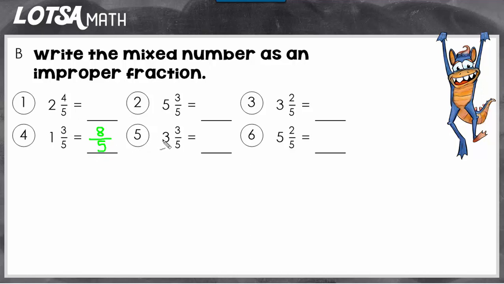So for number 5, we have 3 wholes and each whole has 5 pieces. So 3 times 5 is 15 plus the remainder. So that's 15 plus 3 would be 18. And the denominator doesn't change. And let's do one more. This time we have 5 wholes and each whole has 5 pieces. So in the wholes we have 25 pieces. Plus these 2 more make 27. So the improper fraction is 27/5.